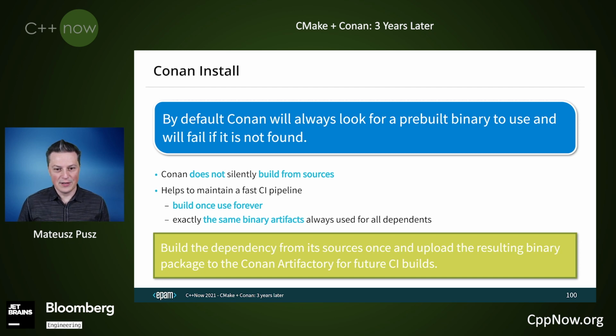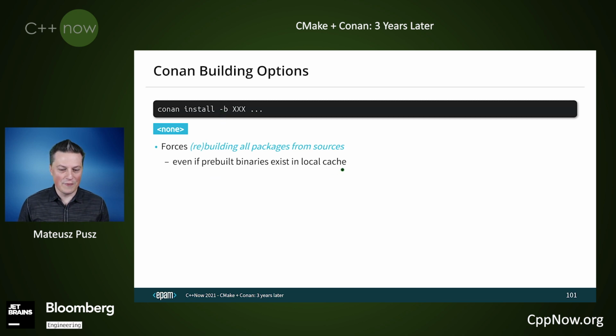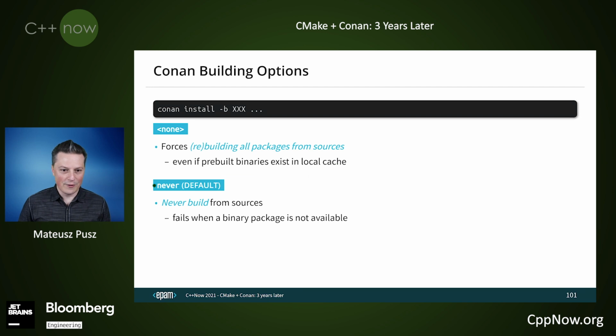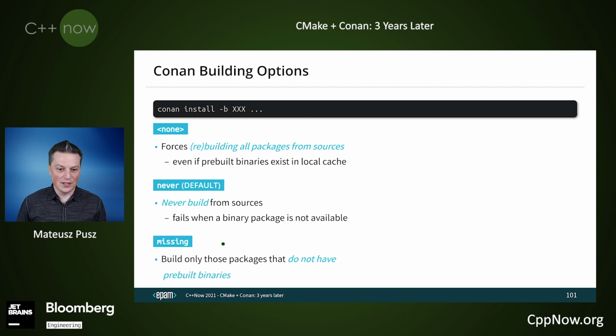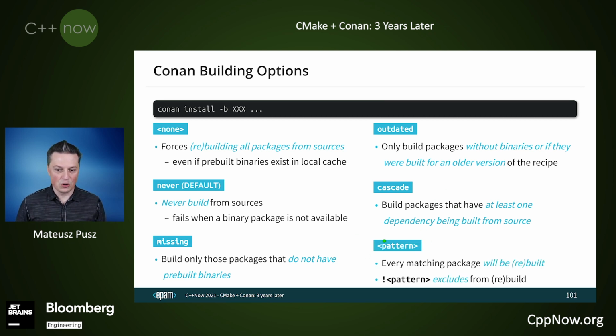So by default, nothing is being built. You will have an error if something is not pre-built for you. But you can, of course, build it if you want. If you just provide the -b option, it will force rebuilding of every package. Never is the default one. It will never build the package, even if it doesn't exist. Missing will build only packages that are missing. Outdated, so this will be missing and outdated packages. There's also the cascade option. And you can provide a pattern of things that should be built. And from the latest version, with the exclamation mark, you can exclude some things from the build.